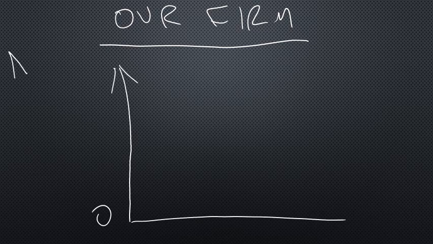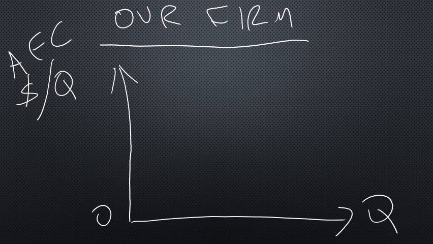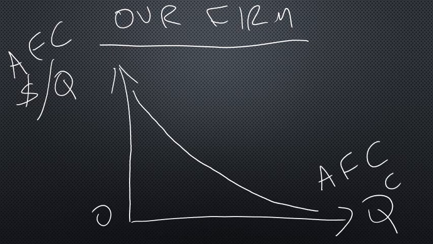So here we have average fixed cost, dollar, divided by quantity. And here we have quantity in units. On the y-axis we have a monetary value, a per unit monetary value. So how will the AFC curve look like? Well, the AFC curve would look like this. Average fixed cost curve, like that, yeah?